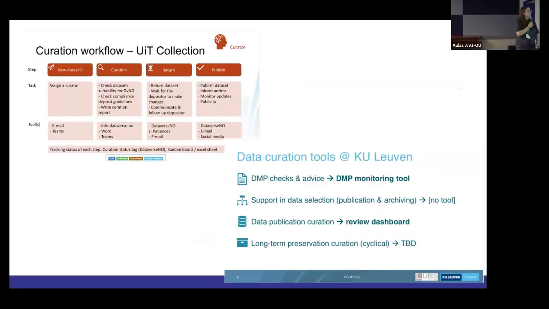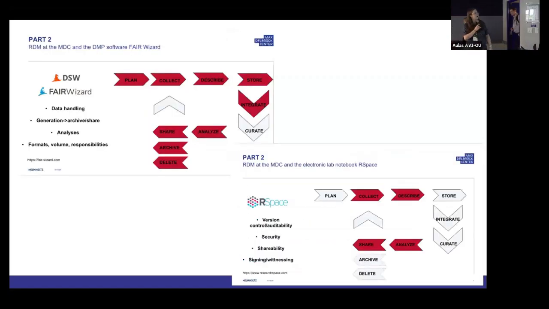So you can see, for example, waiting for the depositor to make changes. One of the tools used is patience, for example, but also Dataverse NO used across various parts because they are heavy users of Dataverse. Meanwhile, at KU Leuven, they have DMP checks and provide advice. What do they use? They use a DMP monitoring tool. For data selection, they don't use a tool yet. And so what does each of these steps actually mean, what tools are used, and are they the right tools to be used as well?